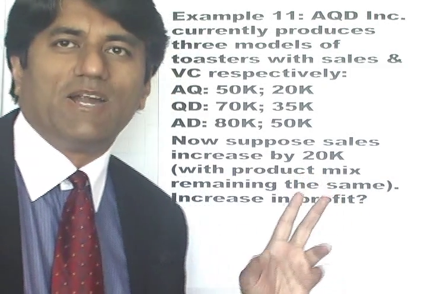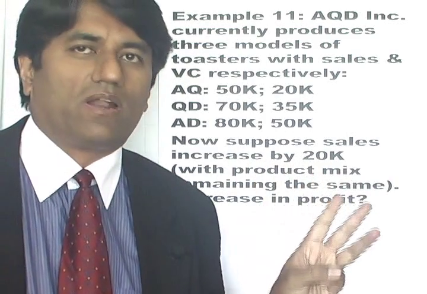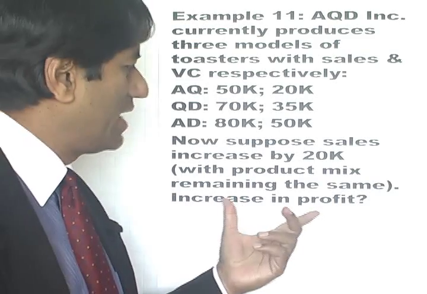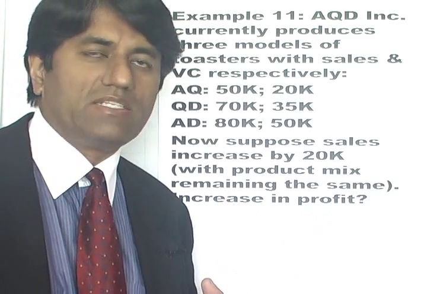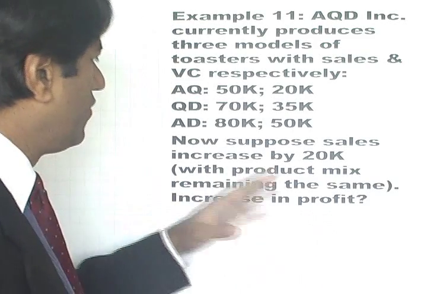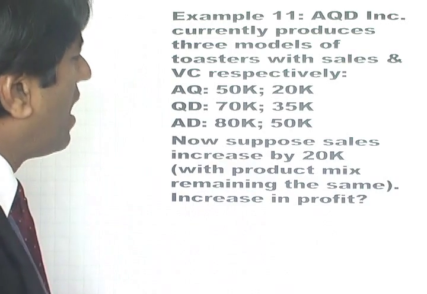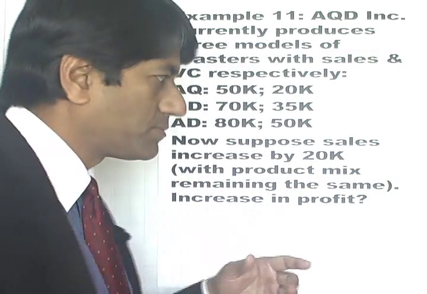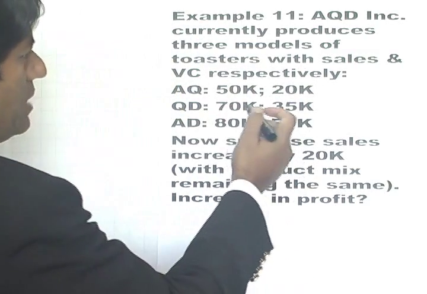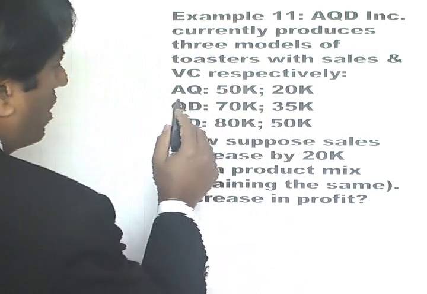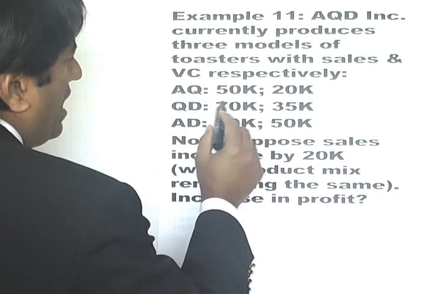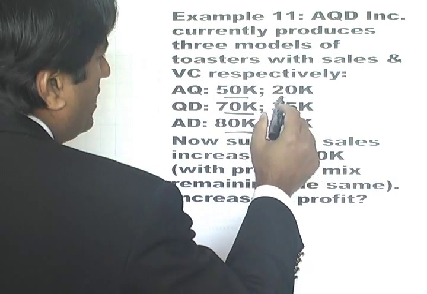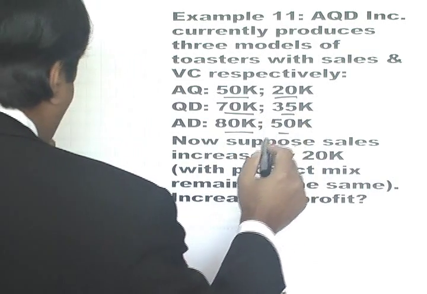Here we have a firm which produces 3 different models, and we have to find what is the increase in profit if it increases sales while the product mix remains the same. So if you look at these numbers, we are given the 3 models AQ, QD, and AD, and these are the current sales, and these are the variable costs.